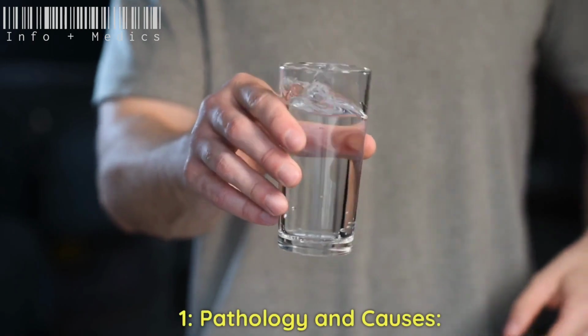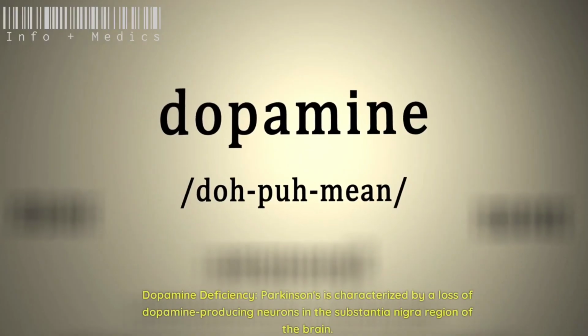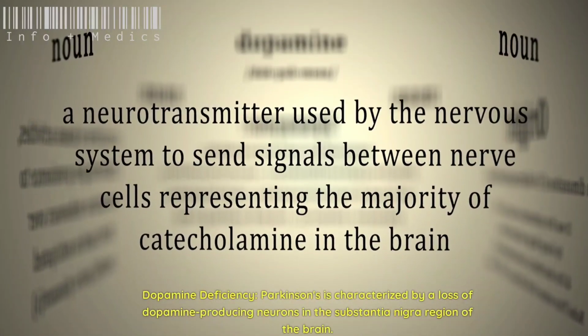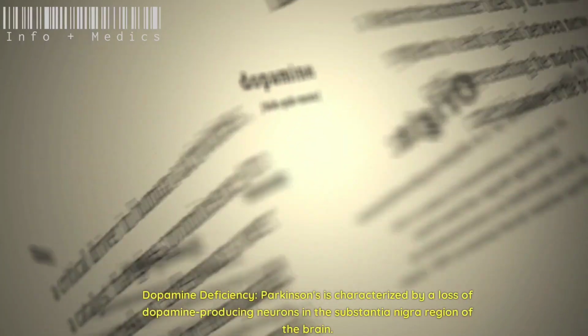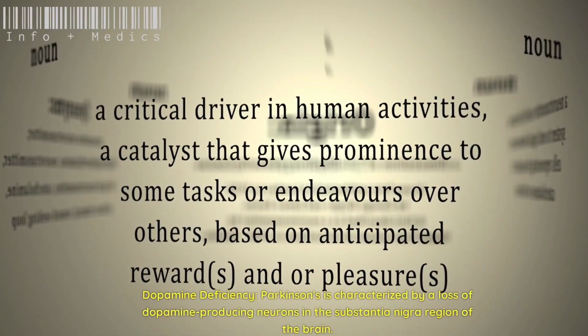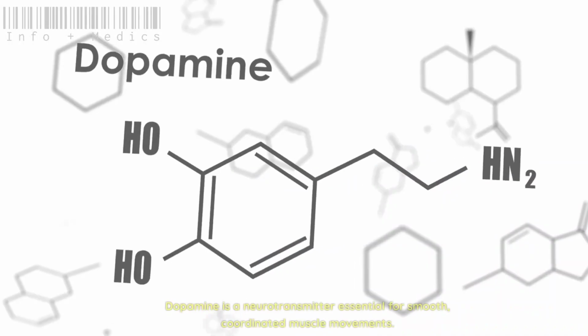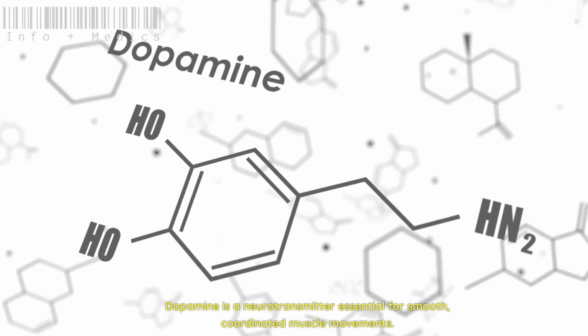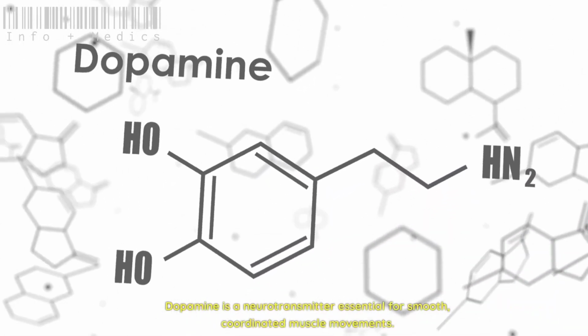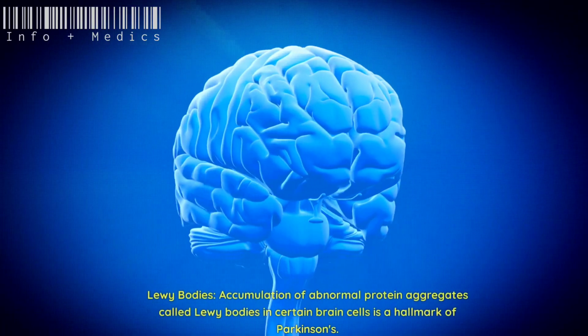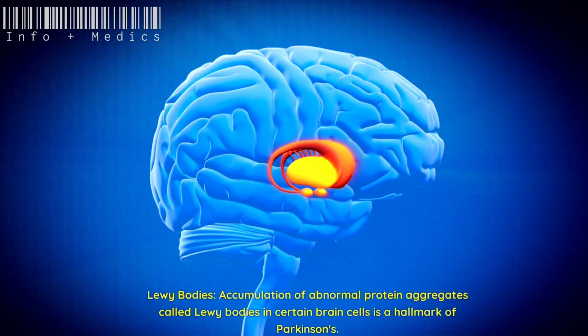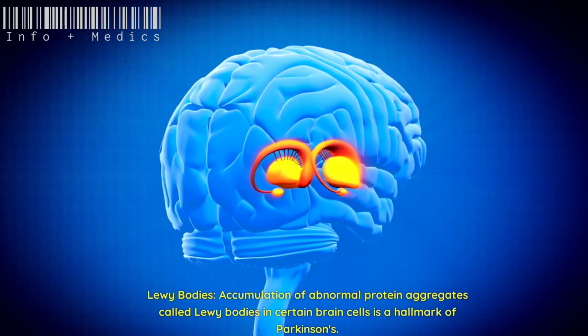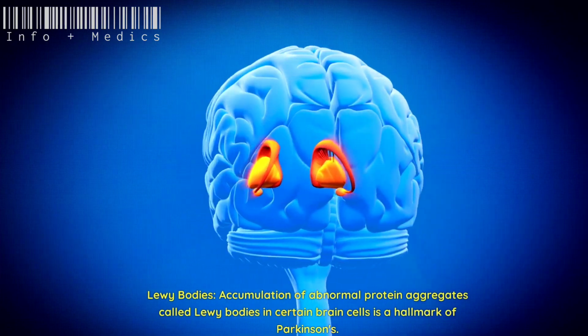1. Pathology and causes. Dopamine deficiency. Parkinson's is characterized by a loss of dopamine-producing neurons in the substantia nigra region of the brain. Dopamine is a neurotransmitter essential for smooth, coordinated muscle movements. Lewy bodies. Accumulation of abnormal protein aggregates called Lewy bodies in certain brain cells is a hallmark of Parkinson's.